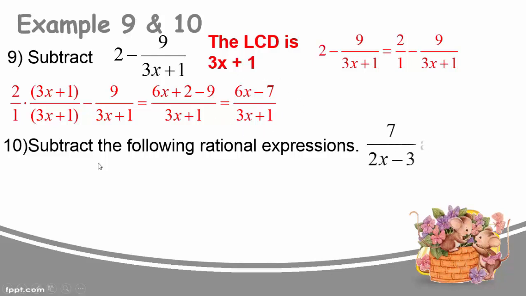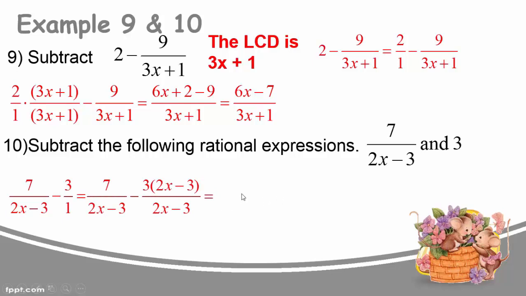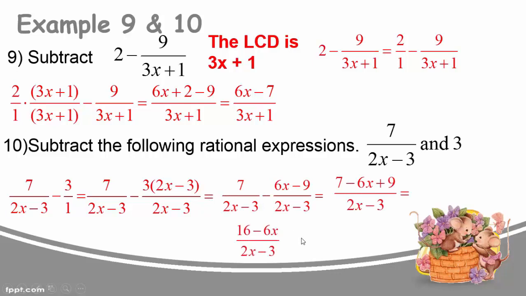In number 10, I have something very similar, so I'm now going to subtract off the 3, because we're asked to subtract the following rational expressions. So this means I have this minus 3, and that essentially is 3 over 1. So I put it as 3 over 1 to keep things very clear. And then, of course, just like I did in example number 9, I looked for the same denominator, but I had to multiply the 3 times 2x minus 3, and then combine to get my final answer.